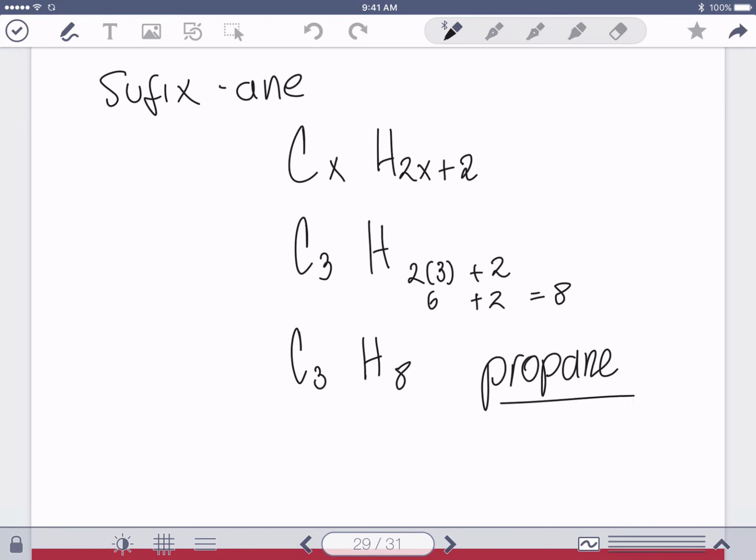Now, how is propane a fuel? Propane is the fuel that is normally used in the barbecues that you have at home. You go to the stores and buy the propane cylinders, and those are the ones they use. So this is the chemical formula for propane.